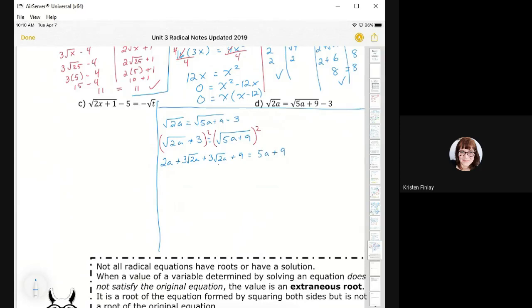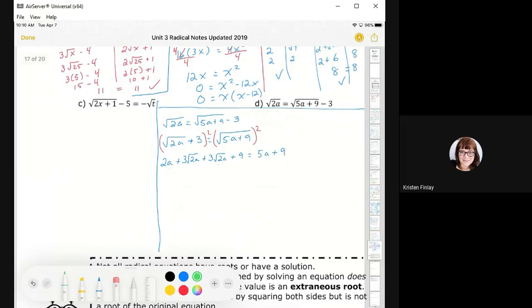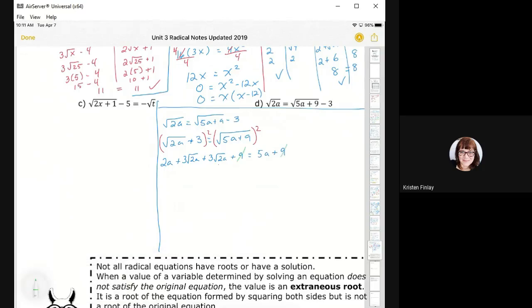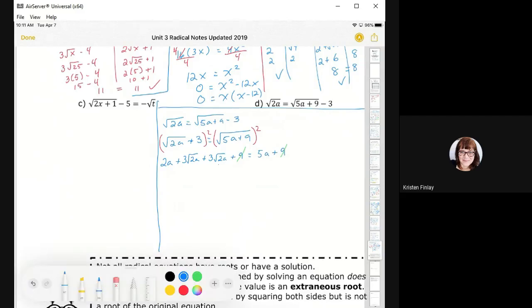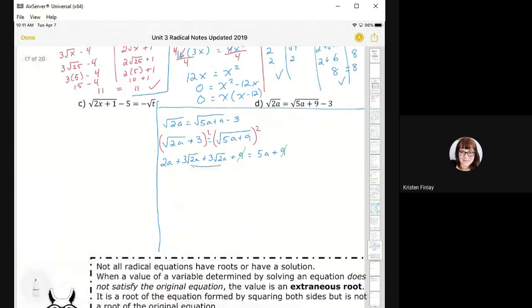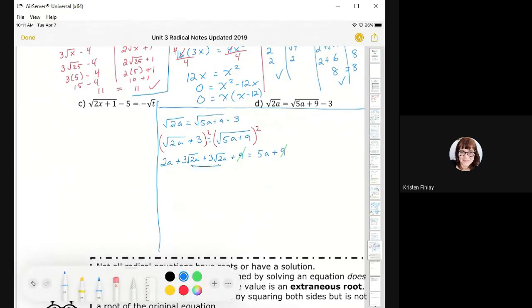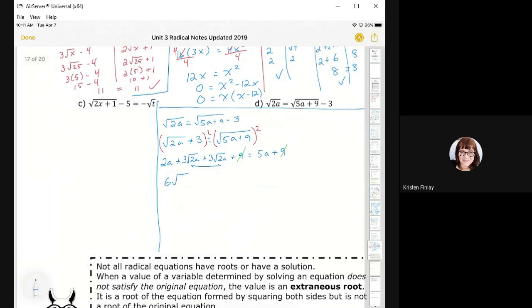Okay, let's simplify. Nice thing here is that I have a plus 9 on this side, a plus 9 on that side, so they will go away. I'm going to move the 2a over to the other side and combine these like terms. Okay, so 3 root 2a plus 3 root 2a is 6 root 2a, and I'm going to have 5a minus 2a on this side. So I get 6 root 2a is equal to 3a.